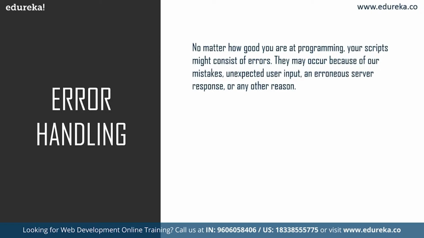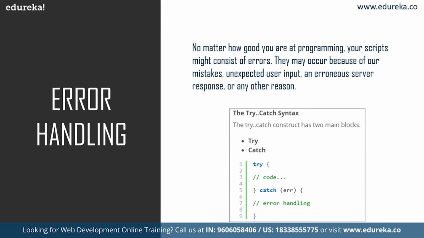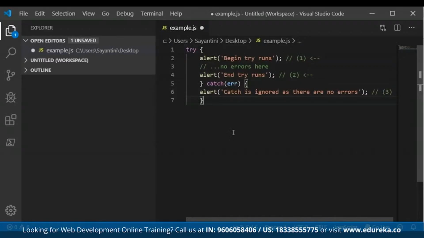So for that we have the try catch syntax, and it has two main blocks, that is the try and the catch. So the syntax for try catch is first you have the try block and then you have the catch where you're actually handling the error. So first the code in try block is executed. If there are no errors, then the catch block is ignored. The execution reaches the end of try and goes on skipping catch. Now in case an error occurs, then try execution is stopped and the control flows to the beginning of the catch block. Now here is an example of try and catch.